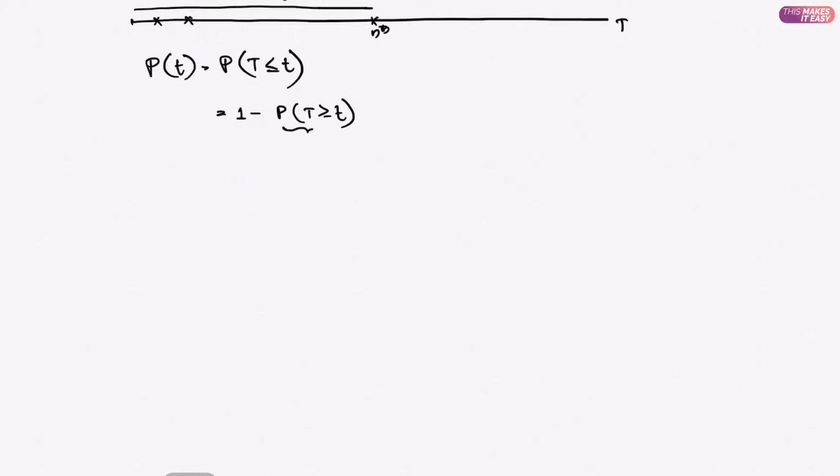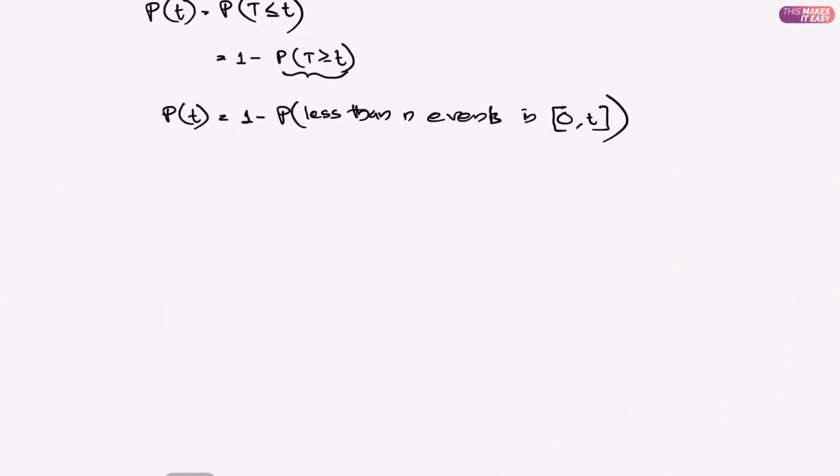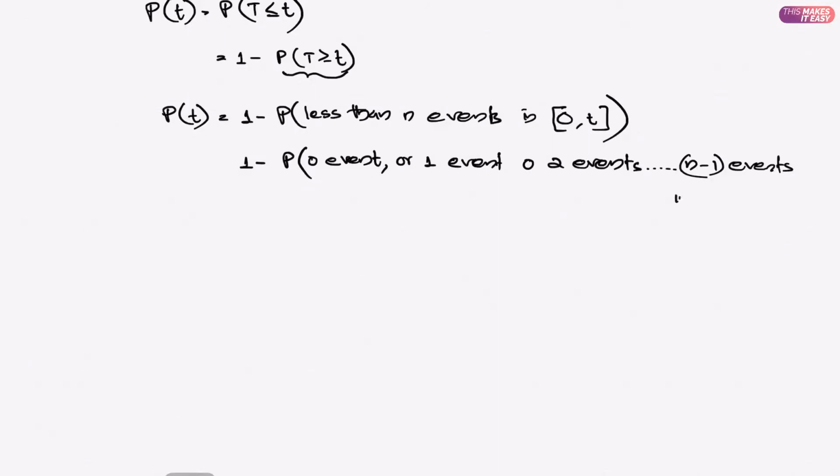What is the meaning of this part? The waiting time capital T is greater than some small t only if there are less than n events in the interval 0 to t. That we can rewrite like this: 1 minus the probability of less than n events in the 0 to t interval. It can be rewritten as 1 minus the probability of 0 events or 1 event or 2 events till n minus 1 events in the 0 to t interval.